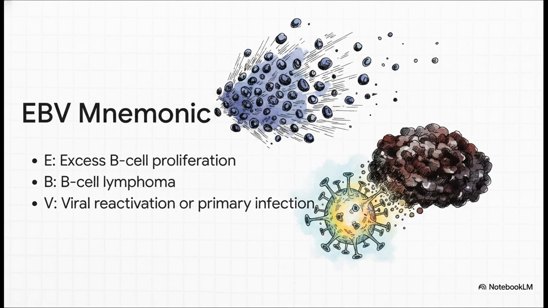And guess what? We can do the exact same thing with the letters EBV to remember the cellular drivers of the disease. E is for the excess B-cell proliferation that happens without that T-cell oversight. B reminds you that the end result is very often a B-cell lymphoma. And V stands for the viral reactivation, or primary infection, that kicked off the entire disaster in the first place. Keep those 2 acronyms in your back pocket, and you absolutely will not forget the pathophysiology.